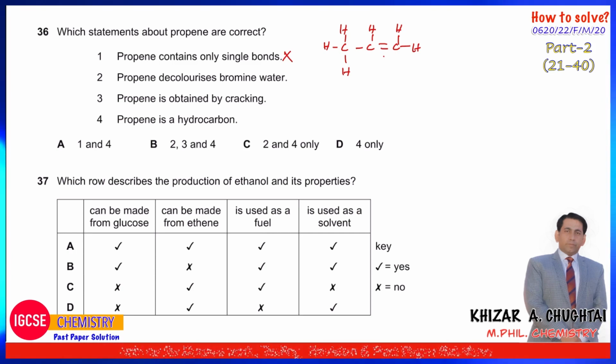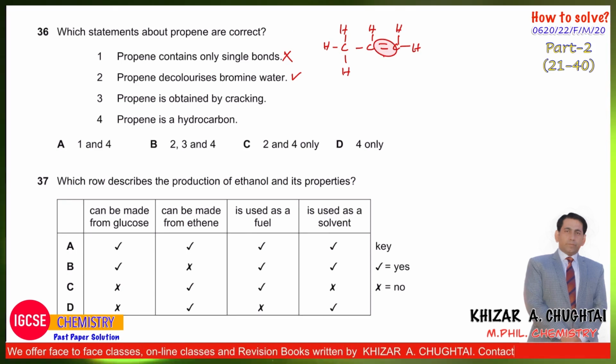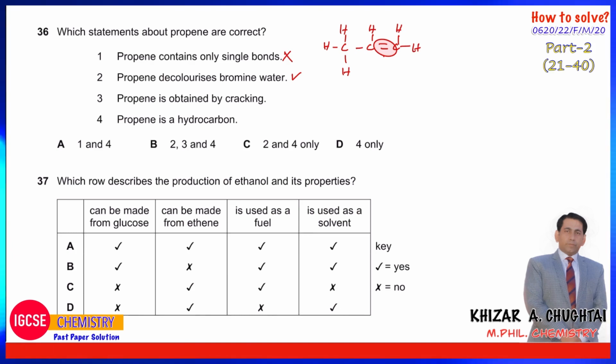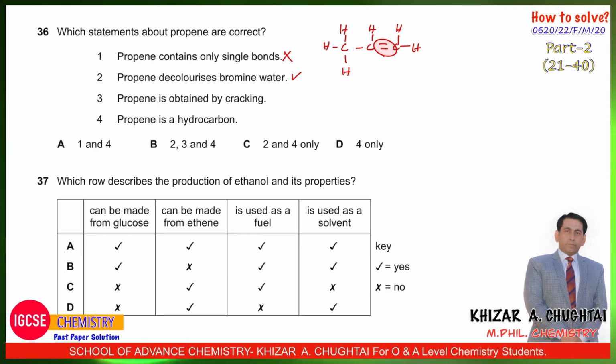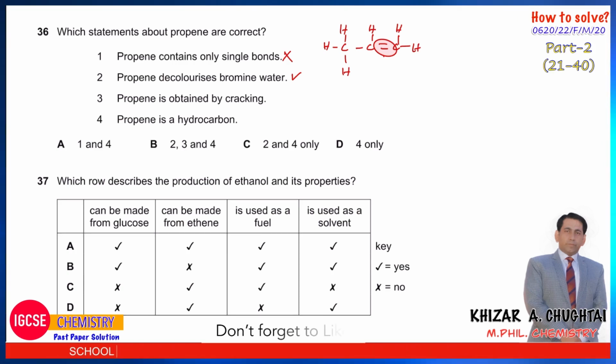Propene decolorizes bromine water. Yes, it is true because of this double bond. It can decolorize bromine water. Propene is obtained by cracking. Yes, it can be. Mostly the small hydrocarbons, those having fewer than 8 carbon atoms, can be obtained by cracking. Usually, yes, it could be.